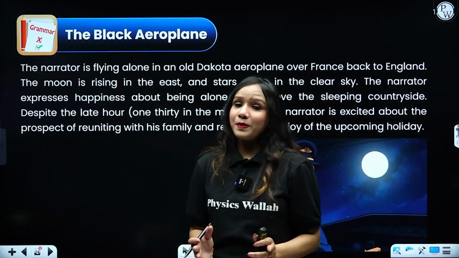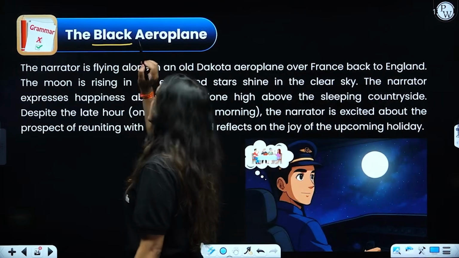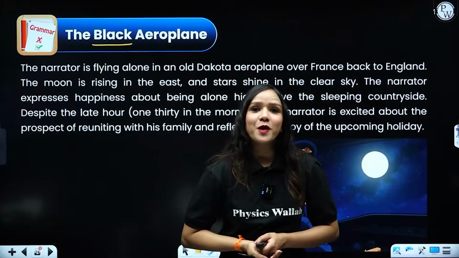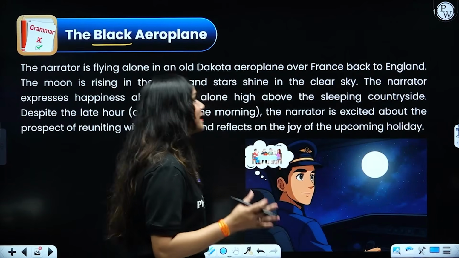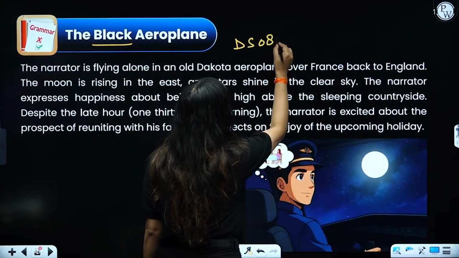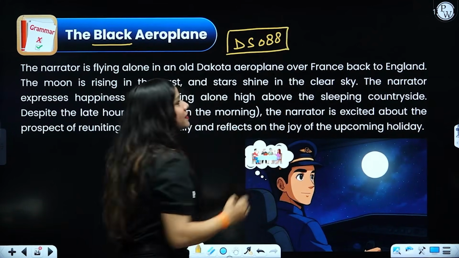The Black Aeroplane. So this word black has a very deep meaning. The word black. So it was a clear starry night. The author was flying his old Dakota and the number of the flight was DS-088. Please remember this thing.